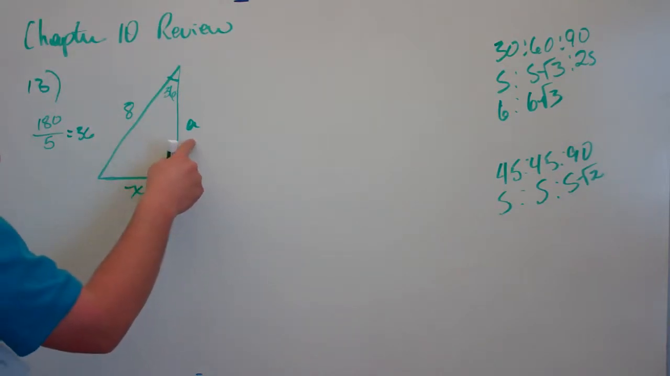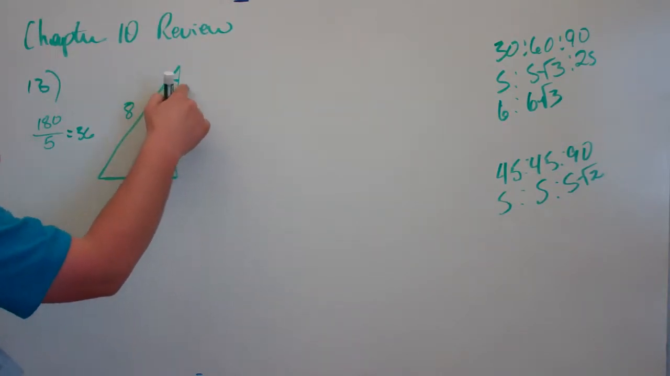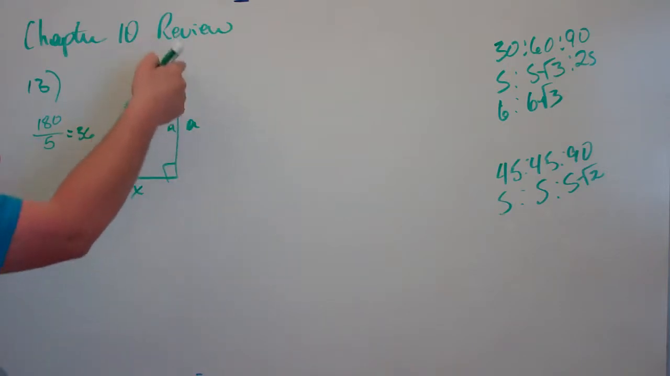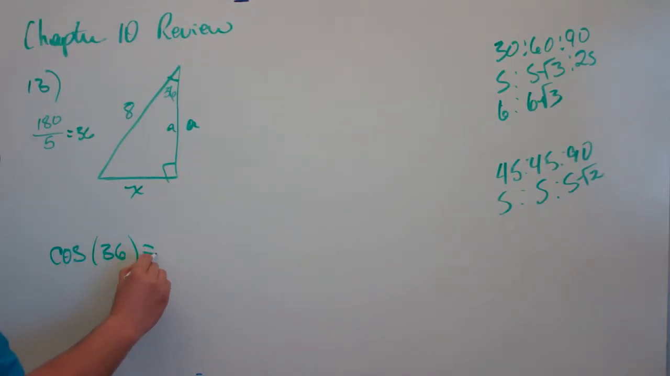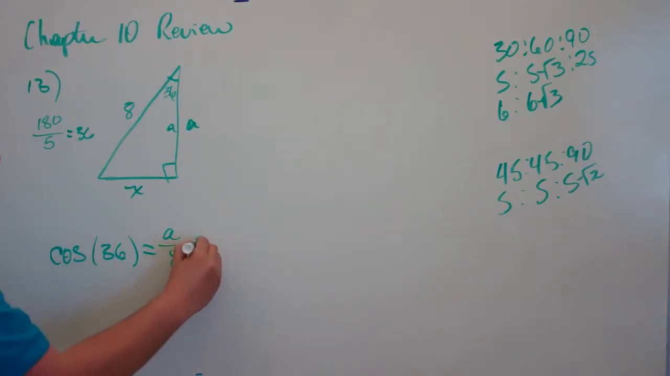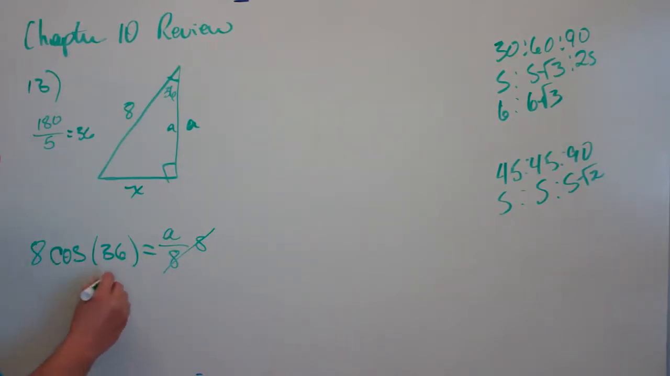Well, to find the apothem, this is the adjacent side compared to the 36-degree angle, because it's physically next to it, and this is the hypotenuse. So adjacent and hypotenuse, that's cosine. The cosine of your angle equals adjacent over hypotenuse. Multiply both sides by 8. So 8 times the cosine of 36 equals A.